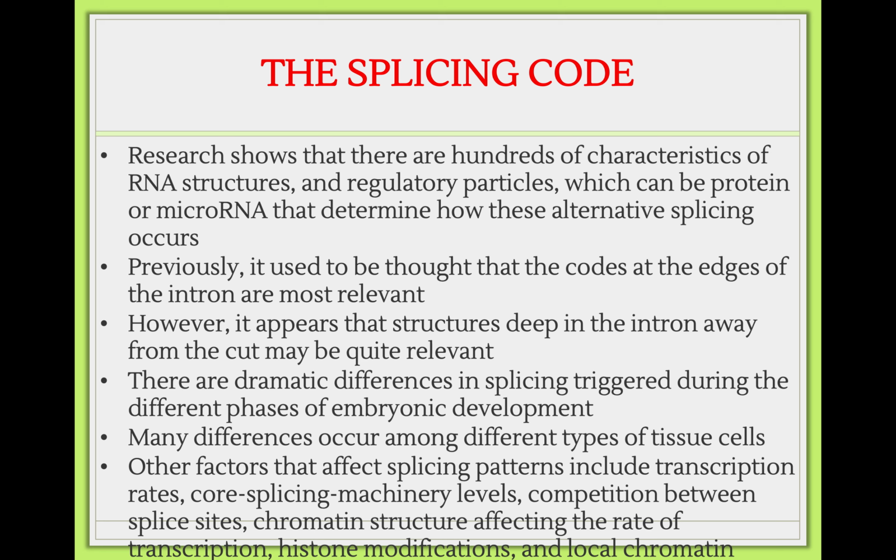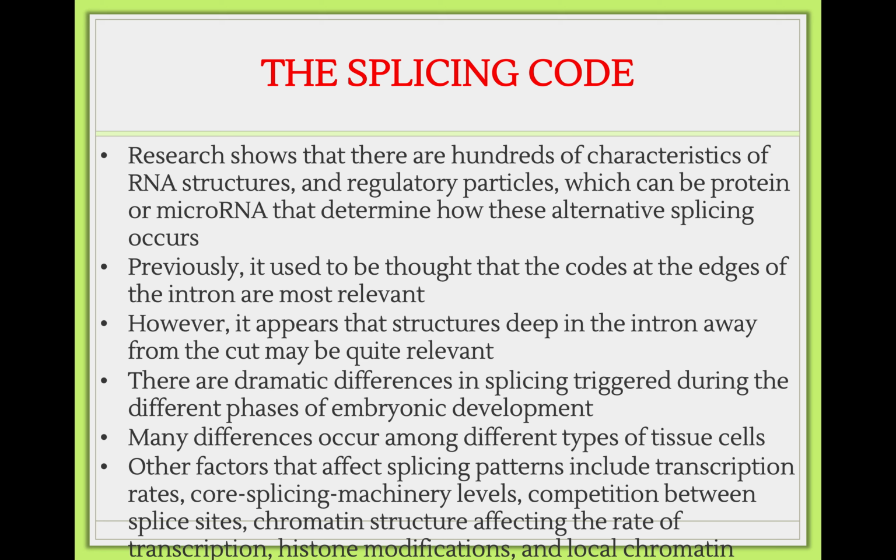can determine how this alternative splicing occurs. So before all this was studied, it was thought that the codes at the edge of the introns are the most relevant because they would signal for splicing. But it appears that the structure deep in the intron itself may be quite relevant as well. So there are dramatic differences in splicing which are triggered during the different phases of embryonic development. So these differences occur among different types of tissue cells, not to mention organisms.